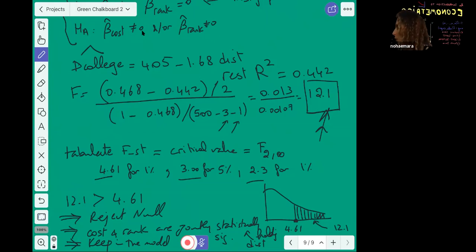Okay, so this is our F statistic that is coming from a subset of regressors, a subset of the model. I have the whole model that had 3 regressors. I just wanted to test for a subset of this model.